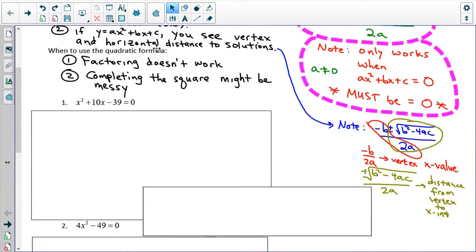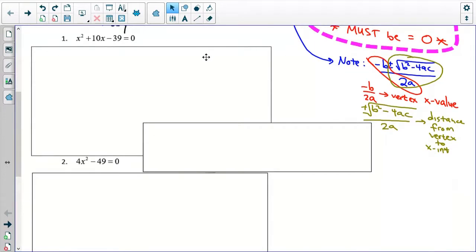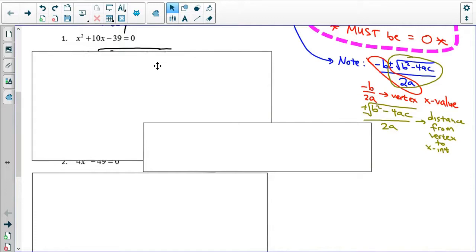When to use the quadratic formula: if factoring doesn't work and completing the square might be messy. As we can tell, it works every time. It's an algorithm, it's a formula, so it works. But the numbers can get pretty nasty sometimes, and so factoring oftentimes is the best bet. And we'll see that as we go through the exact same problems we did on the factoring worksheet.